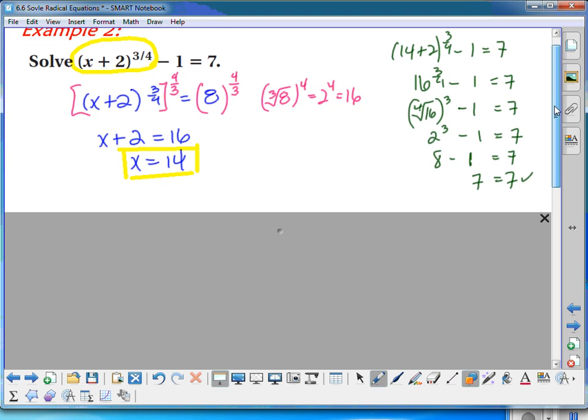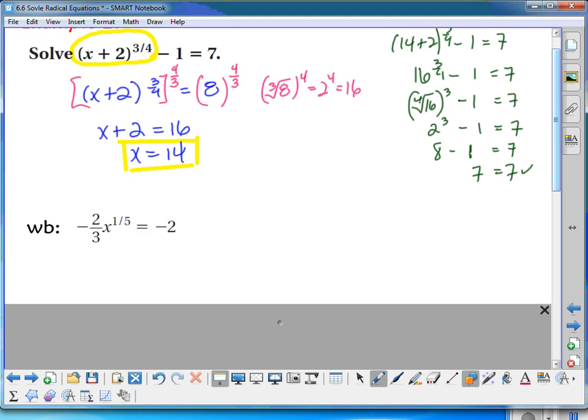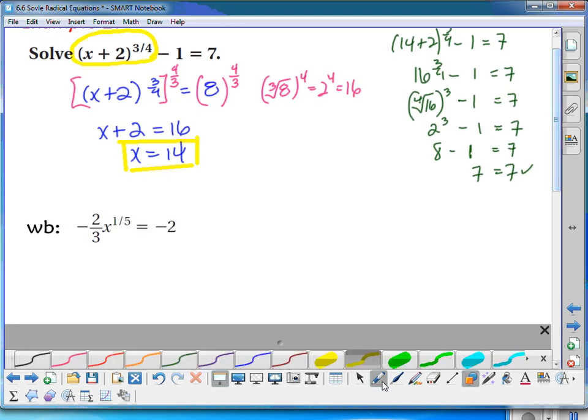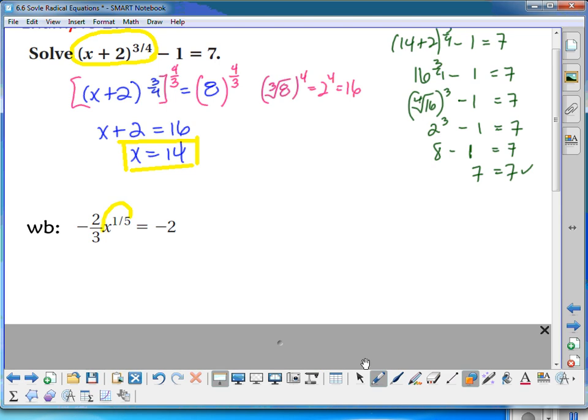All right, let's take a look at one for you guys to do on your own. Now, for this one, make sure you isolate the x to the 1/5 first. Okay? Do I want that negative 2/3 out in front of it? No, you've got to take care of that first before you worry about roots or powers. Okay?